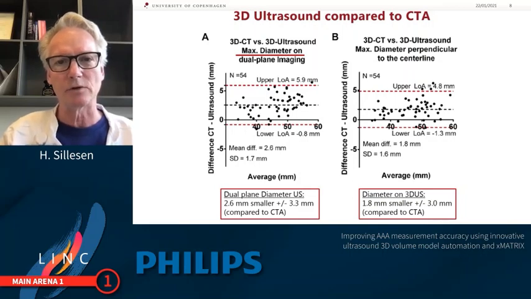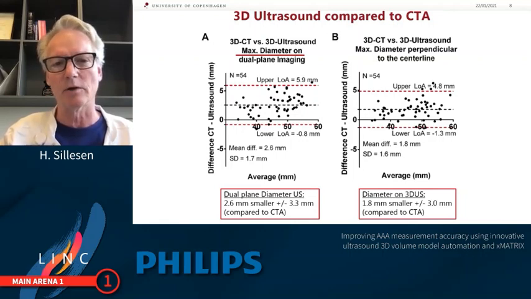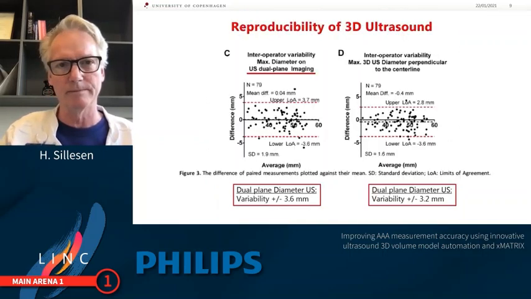If you go to the right, you see we have used the full volume acquisition, and here we see a slightly smaller mean difference of 1.8 and a variability of plus minus 3 millimeter. So again, very nice results compared to the usual 2D.